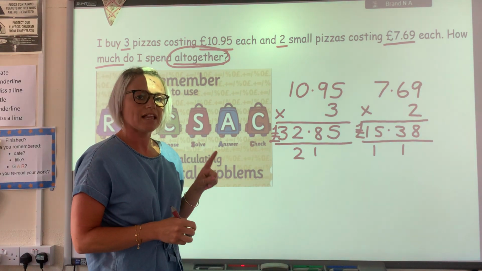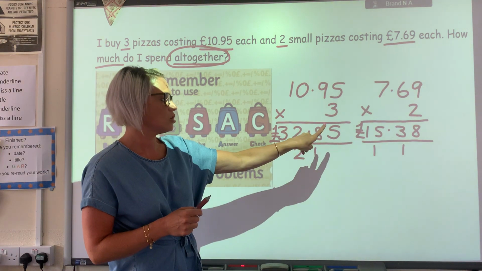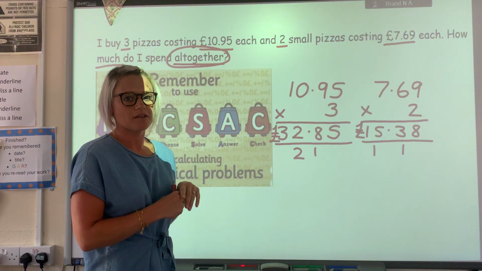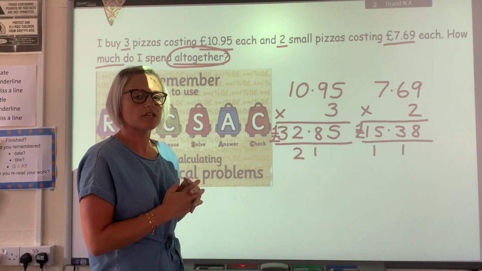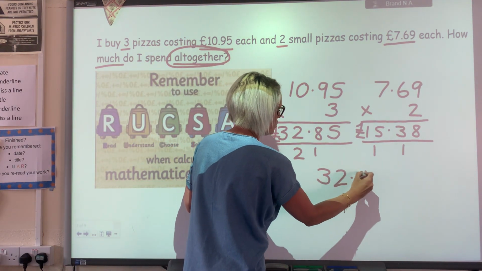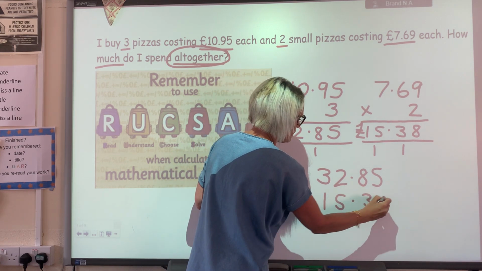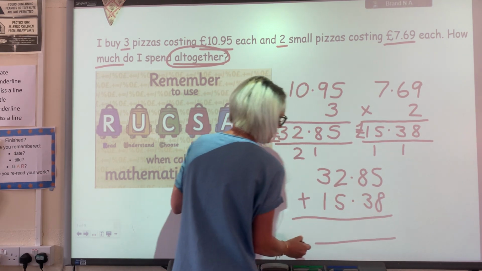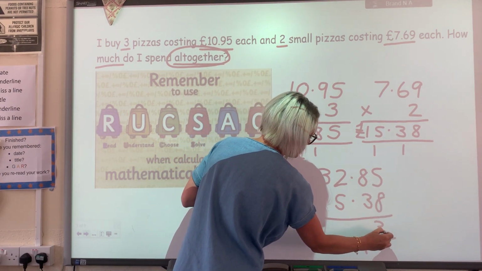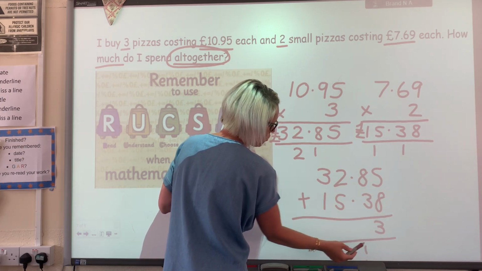I've got one more calculation to do before I've got my answer. What do I need to do with these two numbers here in order to find my altogether? Do I do another times or is it something else? Good, it's an add. So I need to do £32.85 add £15.38. Okay, so add them up. 8 plus 5 is 13. 8 plus 3 is 11, add 1 is 12.